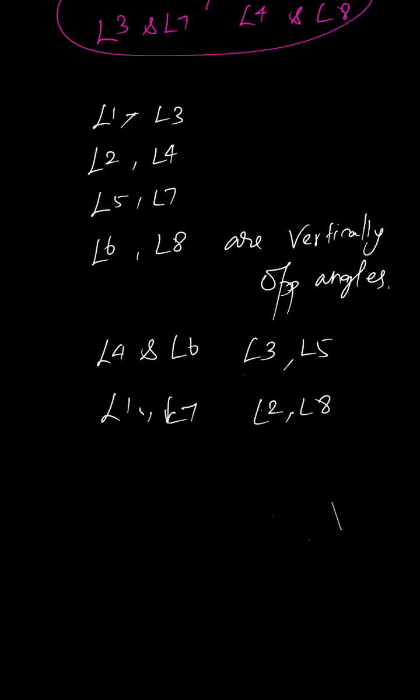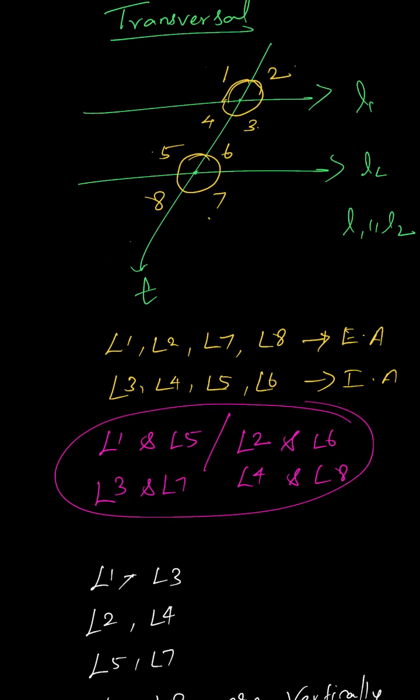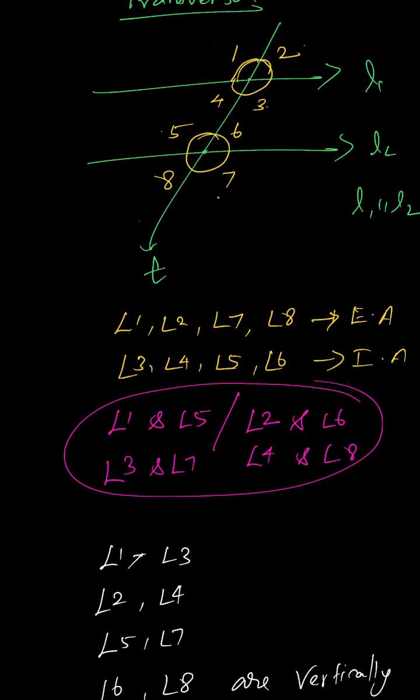Now, we drew the lines. So if these two lines are parallel, L1 and L2 parallel, corresponding angles are equal, vertically opposite angles are equal, and the sum of interior angles on the same side is 180 degrees, sum of exterior angles on the same side is 180 degrees. So these conditions are followed when the lines are parallel. Next we are going to see triangles.